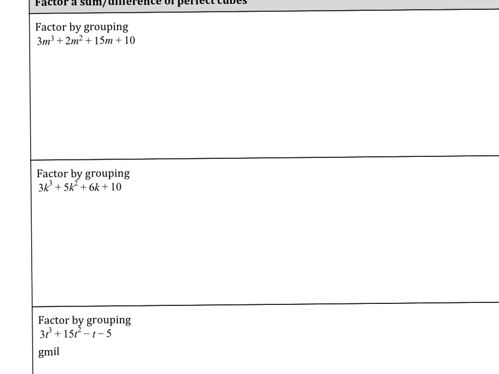So we're going to talk about factor by grouping. First thing I want to tell you is how do you know when you're supposed to do it? Well, a telltale sign that you're supposed to do factor by grouping is that here we have an m cubed and an m squared and an m and a constant.